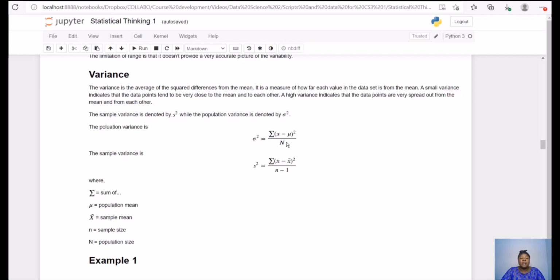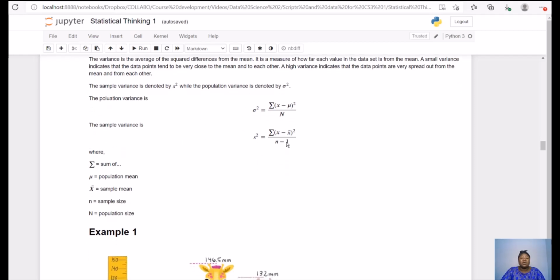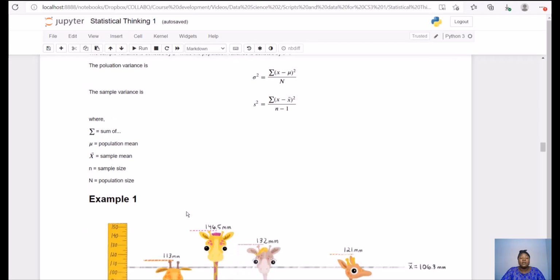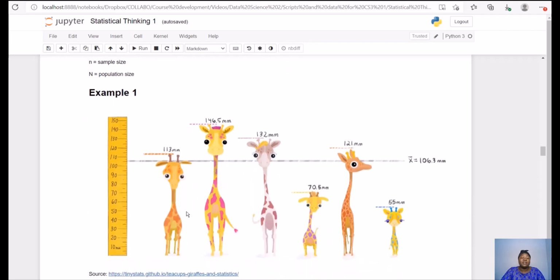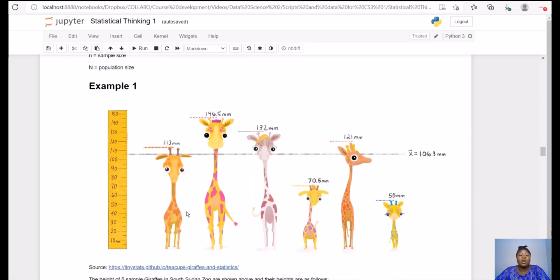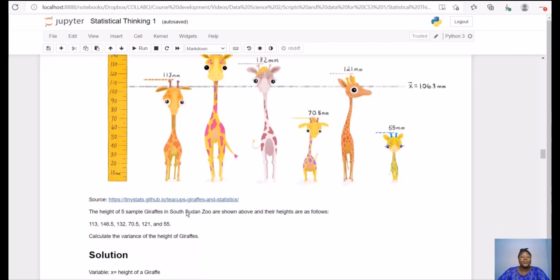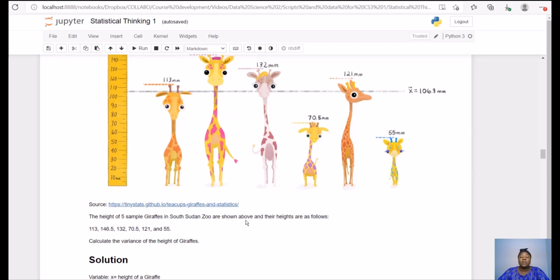So this is the formula representing the variance, where this summation sign means sum of, then this mu means population mean, X bar means sample mean, then n means sample size, while capital N means population size. An example is these three different beautiful giraffes. We have them in different heights, and the heights of the giraffes in South Sudan Zoo are shown.